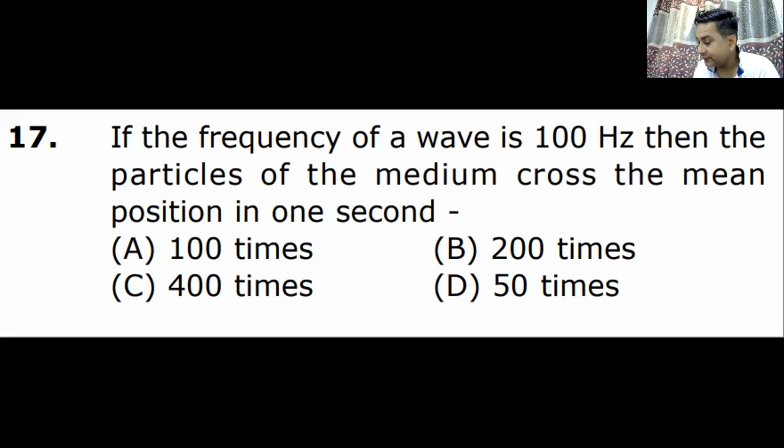And the answer is, in 1 cycle, they cross 2 times. They will have 100 cycles, so they will cross it 200 times. That is absolutely clear. One more question based on wave equation, and probably then we will call it a day for this chapter.